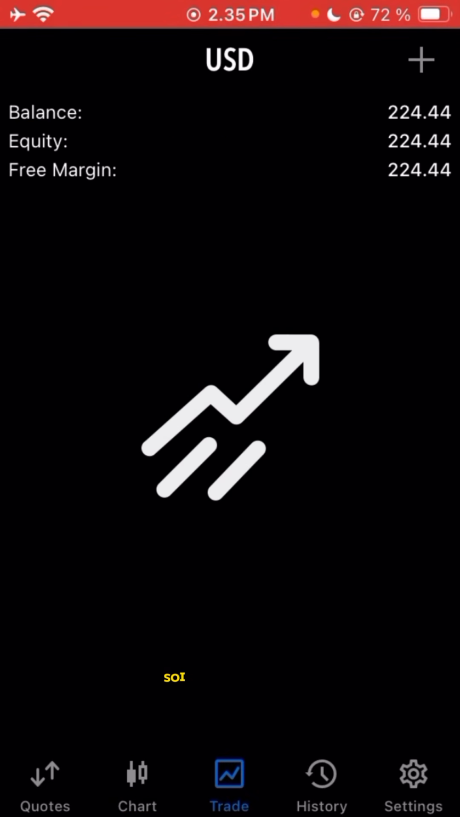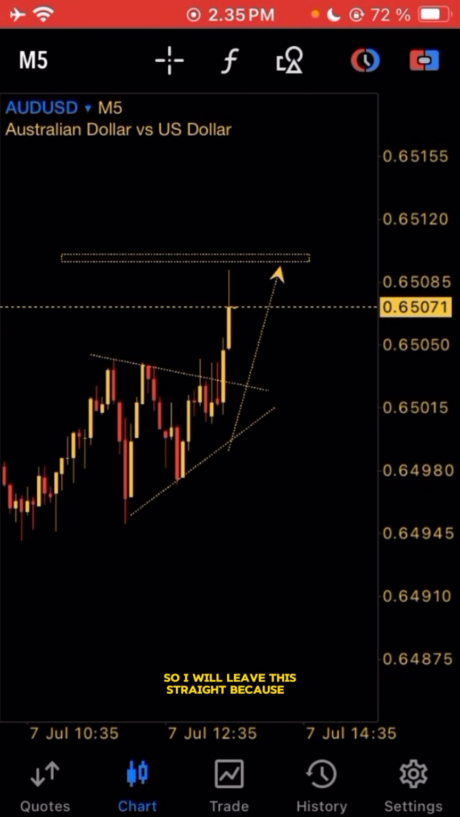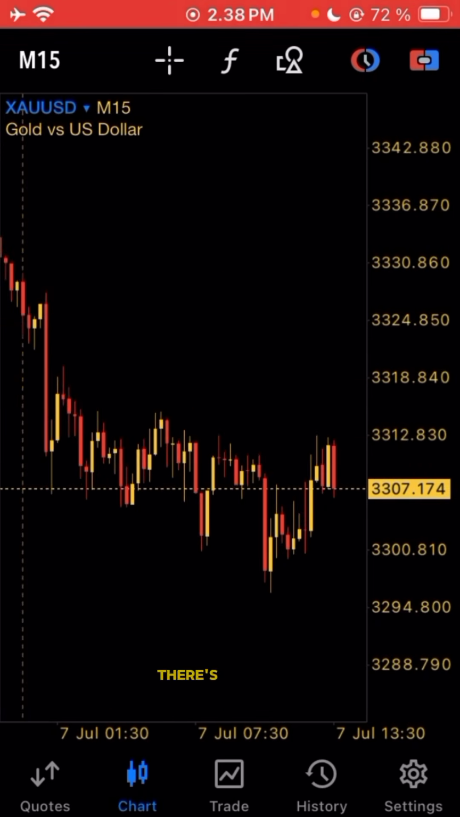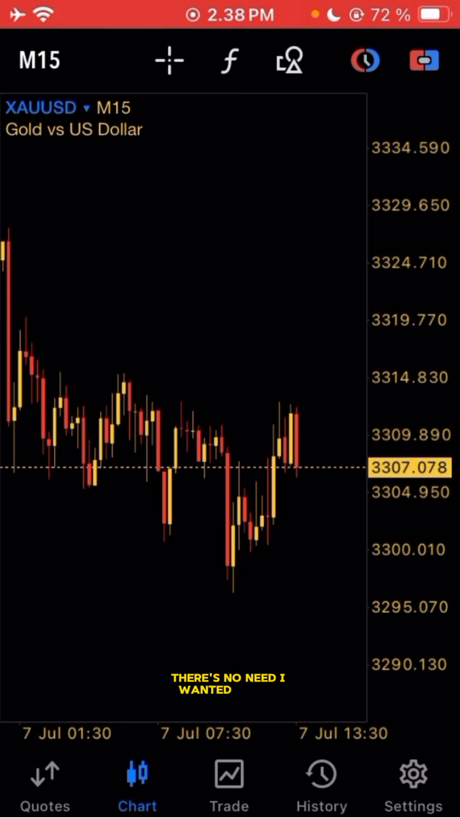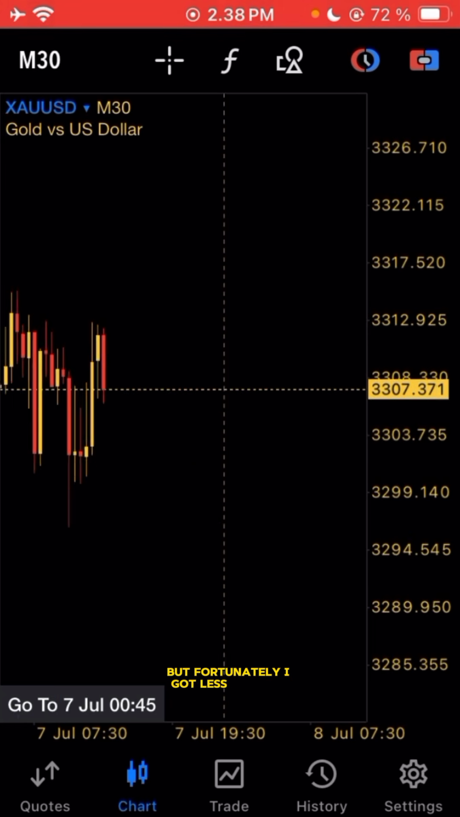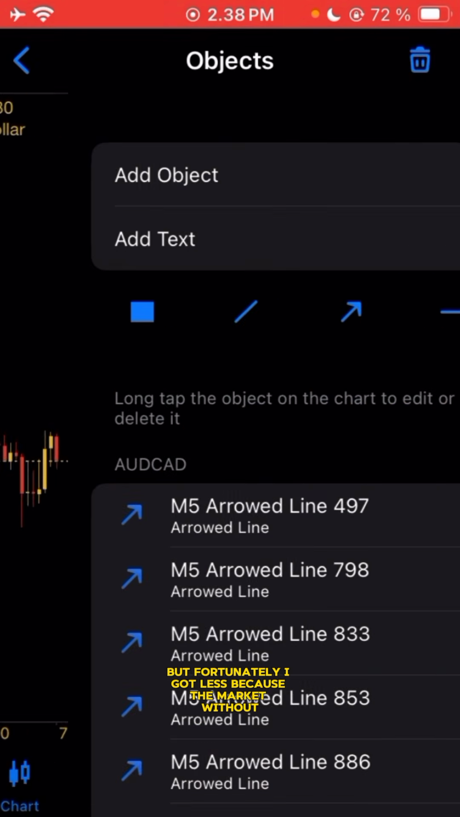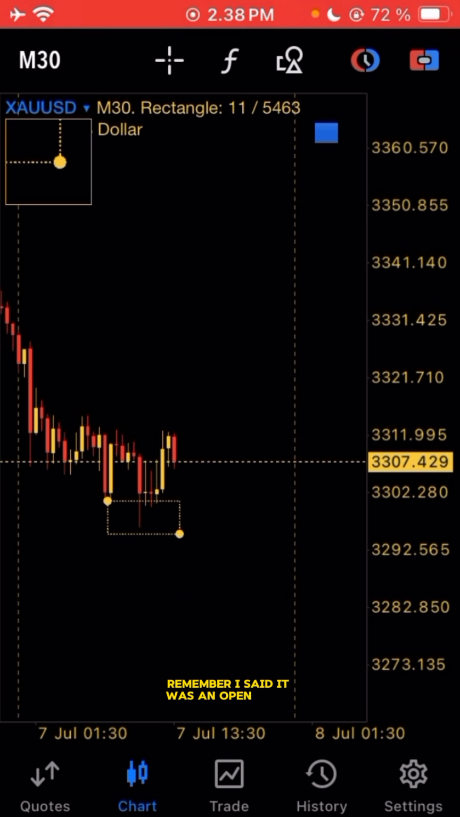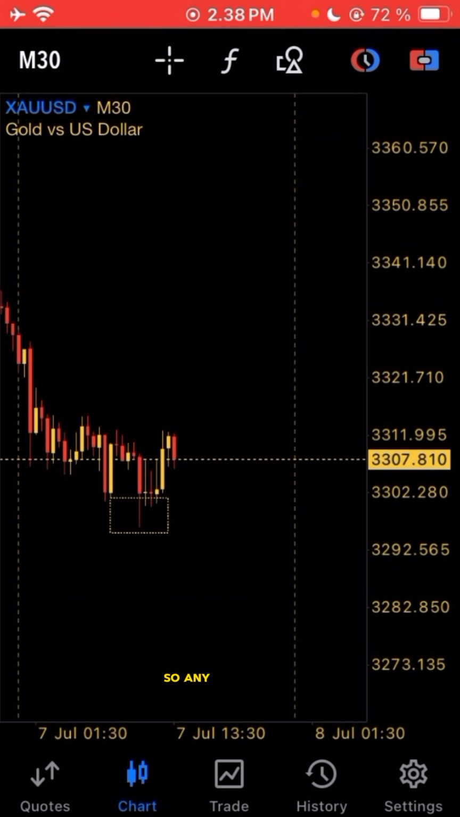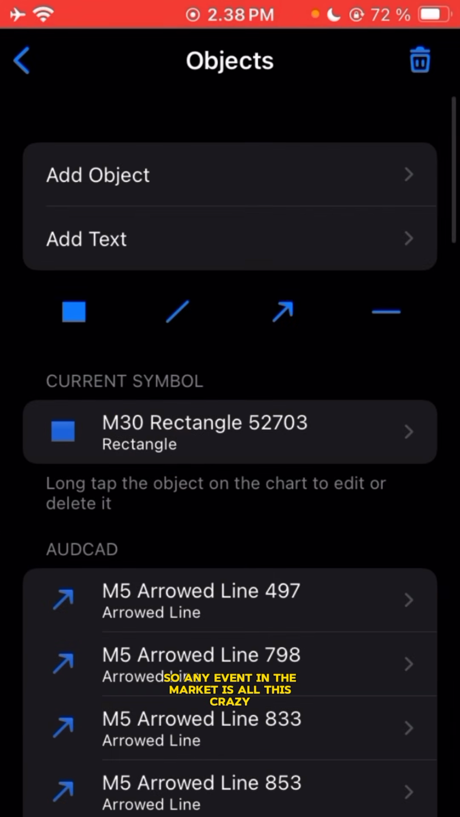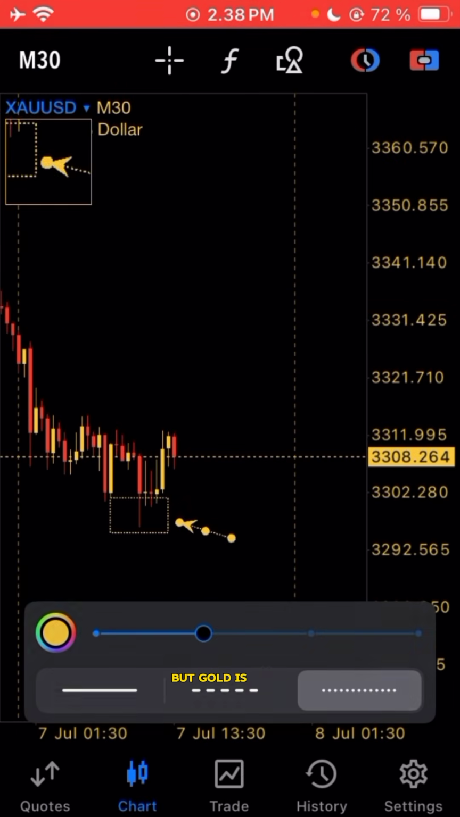So I will leave this trade because I'm angry already. There is no need. I wanted the full profit, but unfortunately I got less because the market wicked out. Remember I said there was an upcoming event, so any event in the market is always crazy, but gold is even crazier.